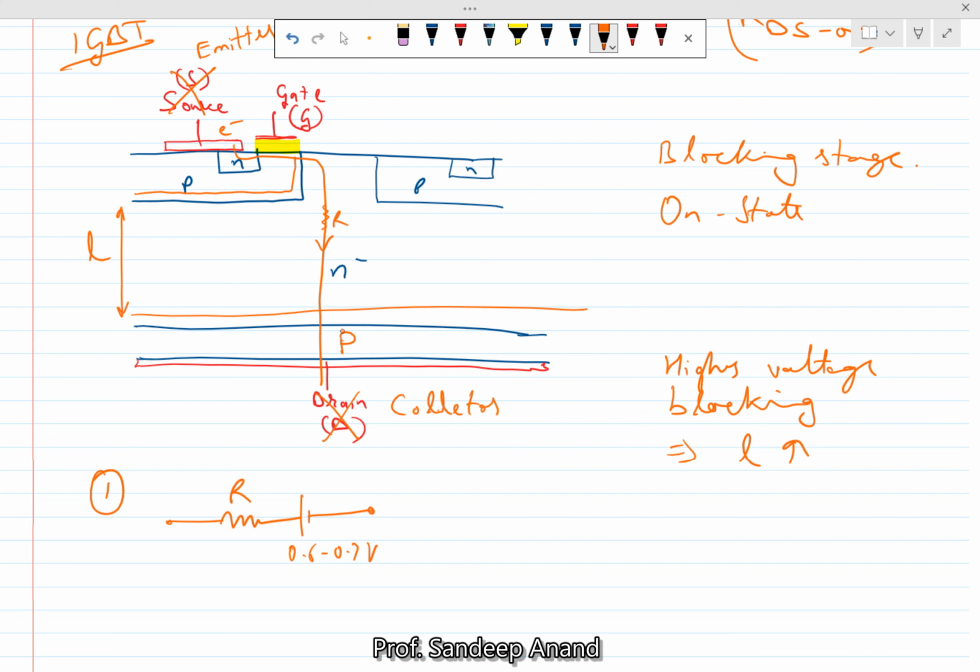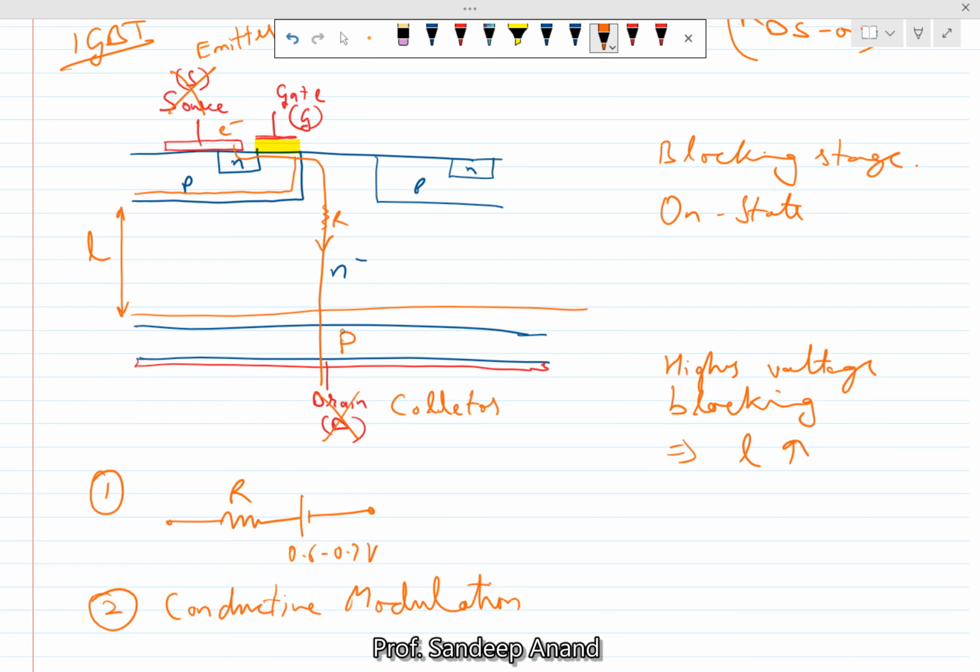Now you would think that, anyway the problem was that resistance was a large value, and that is the reason I was looking for an alternate solution, but here you are in fact adding one more voltage drop of 0.6, 0.7, so it doesn't make sense. But then the other phenomenon helps us reduce the value of R. The other phenomenon is called conductivity modulation. And this is how it helps.